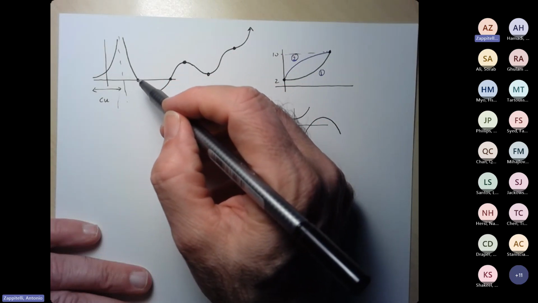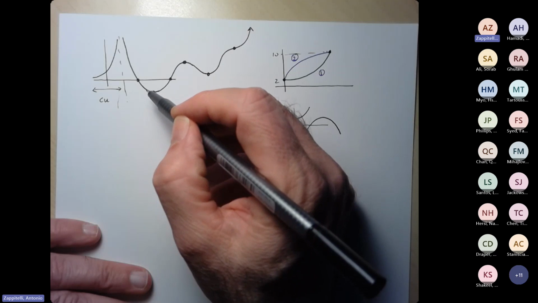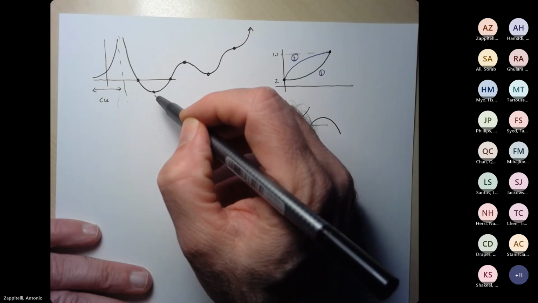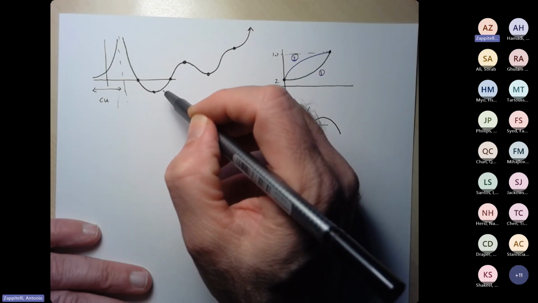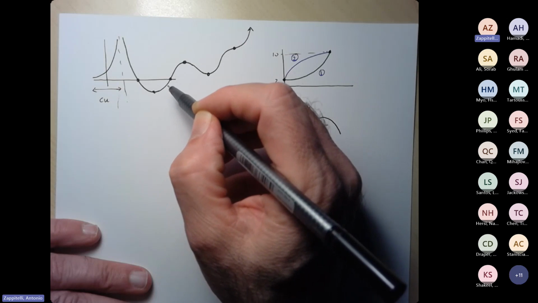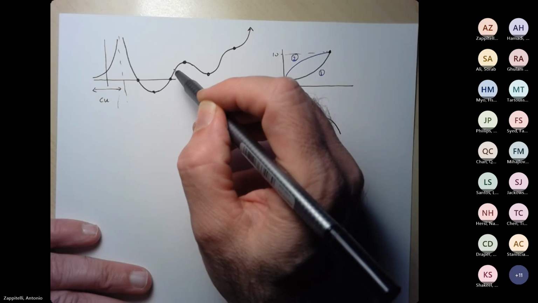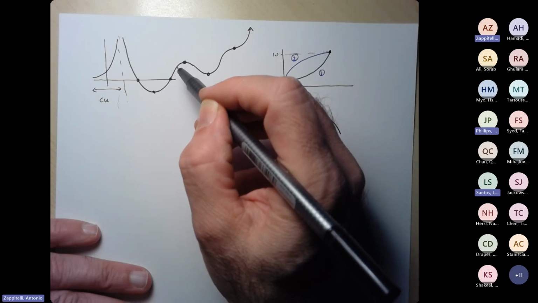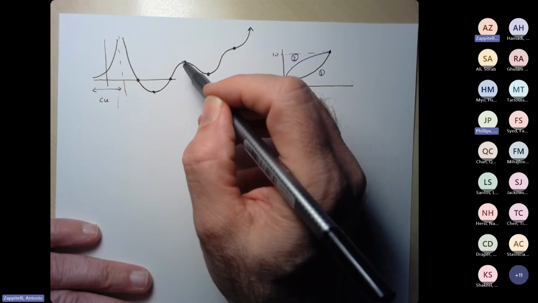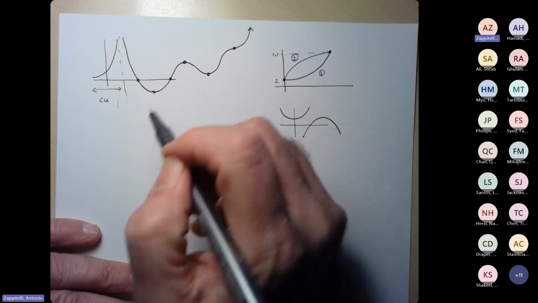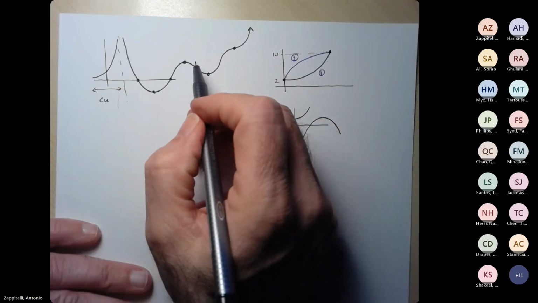Now I want you to stop me when you think it stops being concave up. So I'm going to move my pencil. Tell me when you think it stops being concave up. Up, up, up, up. Tell me when to stop. Is it still concave up? Can you see that at this point here, it starts being concave down?